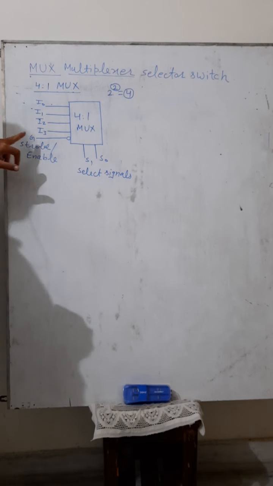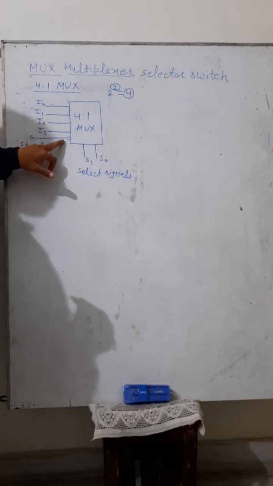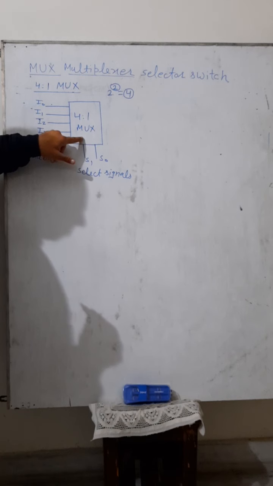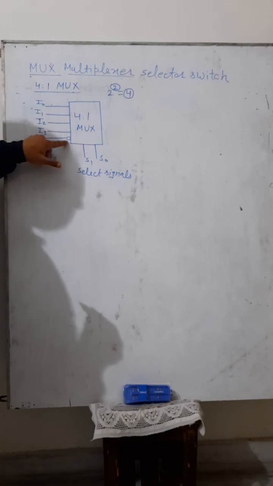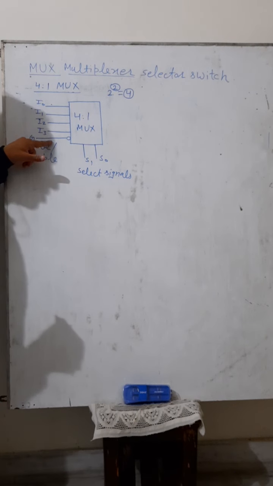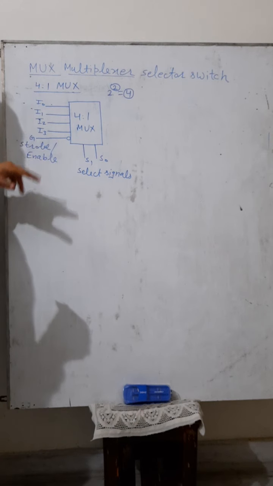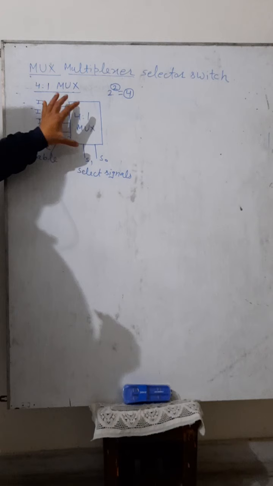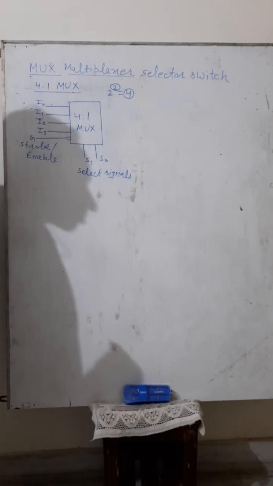Now, what to do? This strobe signal has a bubble while going into this Mux. This has a bubble. It means this will be known as an active low signal. Okay, this will be known as an active low signal. What is the purpose of this strobe signal? This strobe signal is controlling the functioning of the whole Mux.